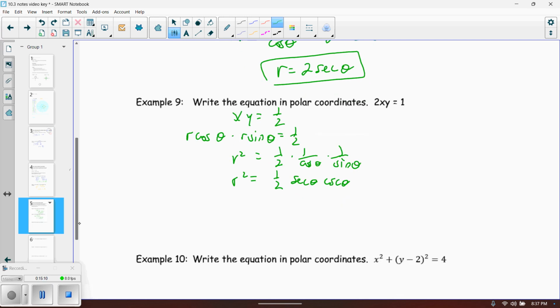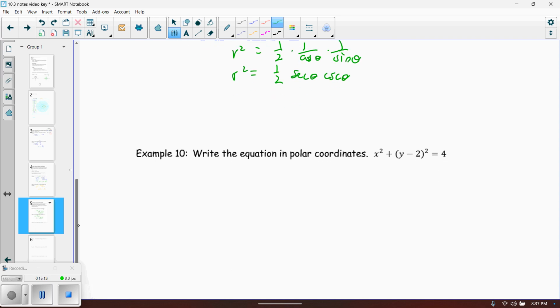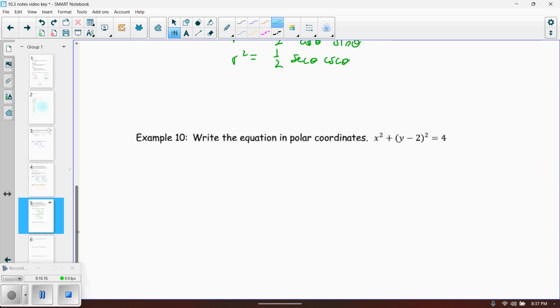All right, one more of those. Write the equation in polar coordinates. Multiple ways you could do this. I think it might be easy enough just to go ahead and do direct substitution right away. You could distribute the y minus 2 squared out if you really want to. Probably easy enough just to go ahead and do the substitution. So we're going to do r cosine of theta squared plus r sine of theta minus 2 squared equals 4.